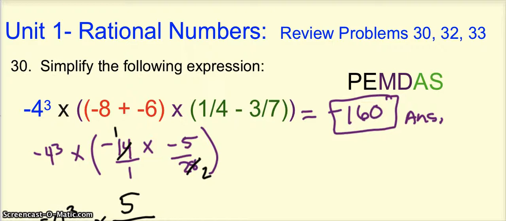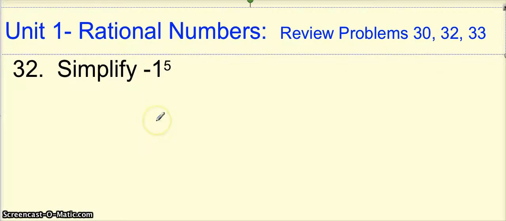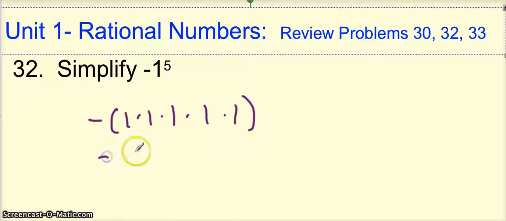Okay, let's take a look at the next problem. Here we want to simplify negative 1 to the 5th power. We have the same situation. This negative sign is not attached to the base because it is not in parentheses. So that means that we're really taking the opposite of 1 times 1 times 1 times 1 times 1. All of this is just going to give me 1. And so the opposite of 1 is negative 1. So the answer here is negative 1.